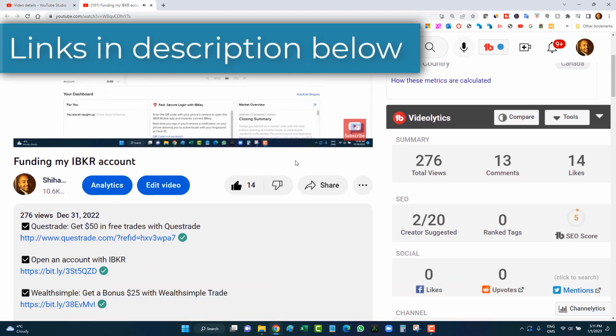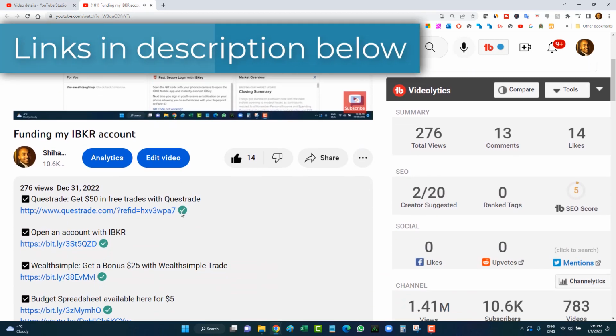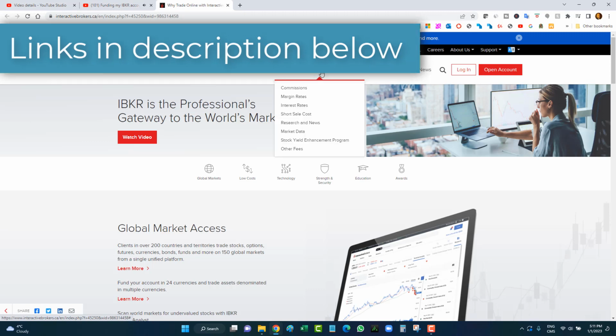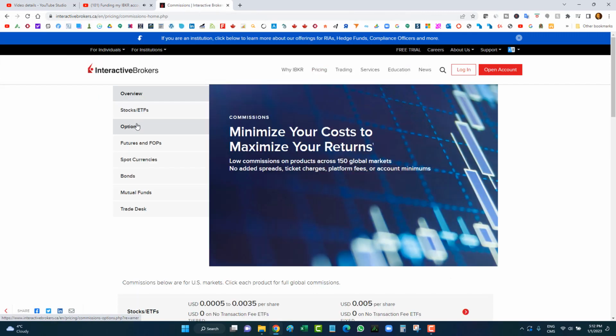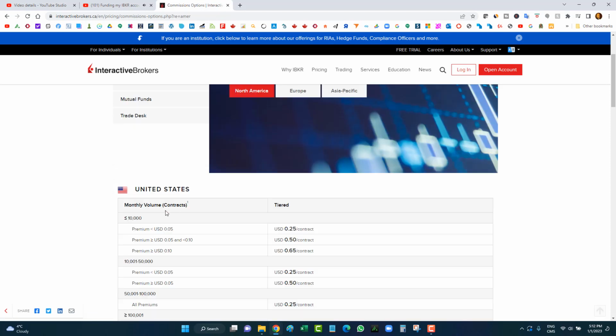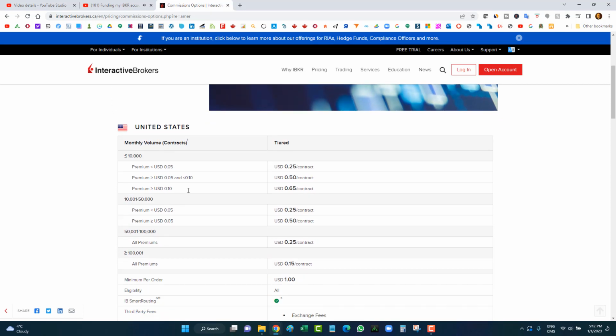So two reasons I'm going to be switching my account from Questrade to Interactive Brokers. Of course, it's going to be commissions. And since I like to sell options, I'm going to look at the option commissions. Now, I do sell options on US stocks, so I'm going to look at US commissions.